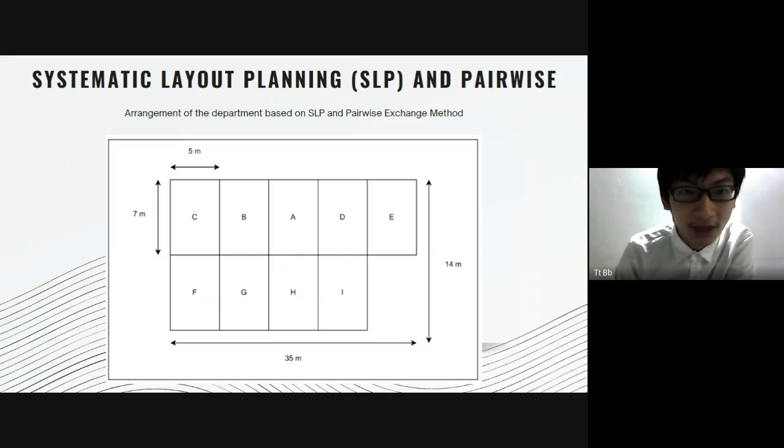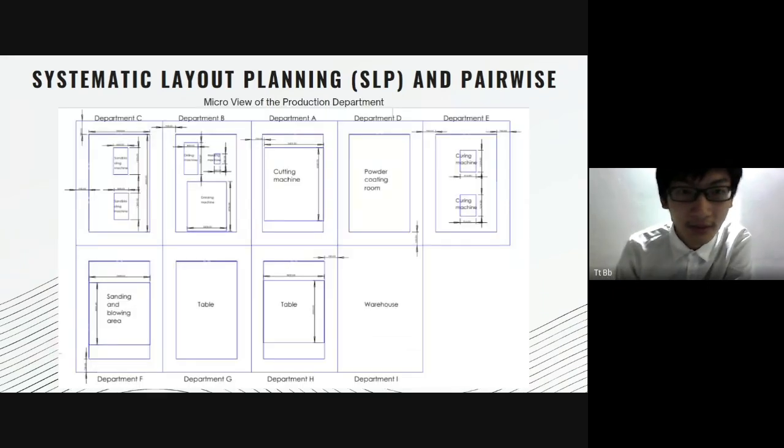So this is the final arrangement of departments based on SLP and the pairwise exchange method. This figure shows the macro view for the production departments, which start from department C, department B, department A, department D, department E, until department I, with the dimensions.